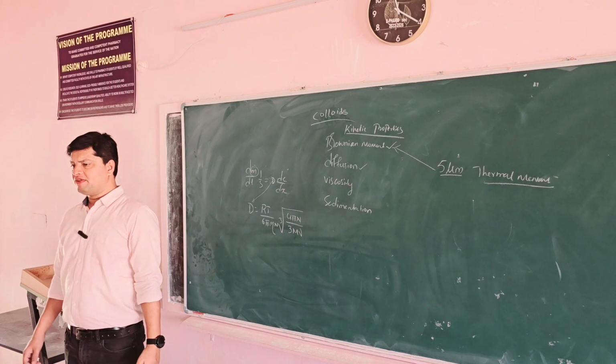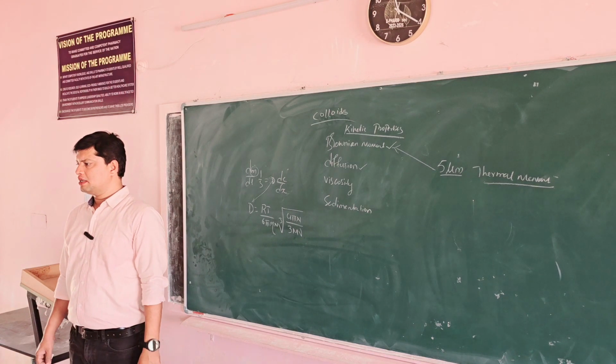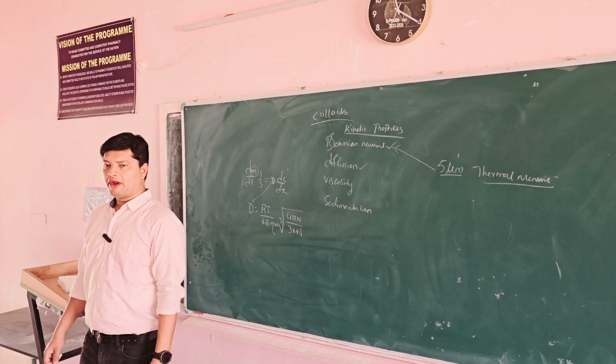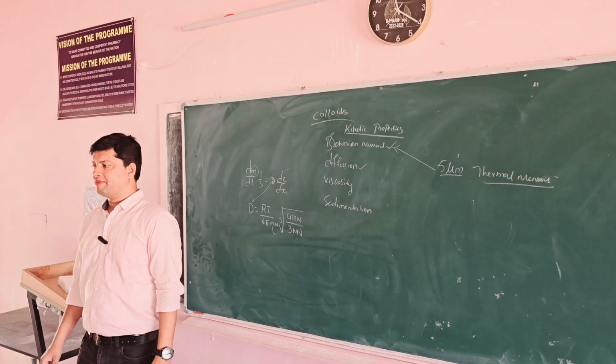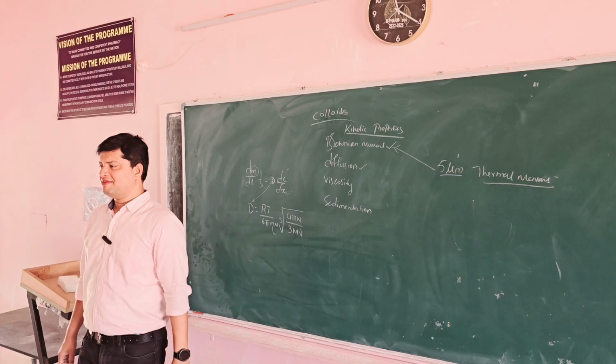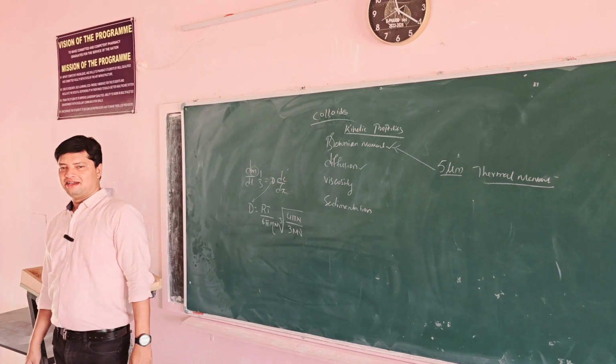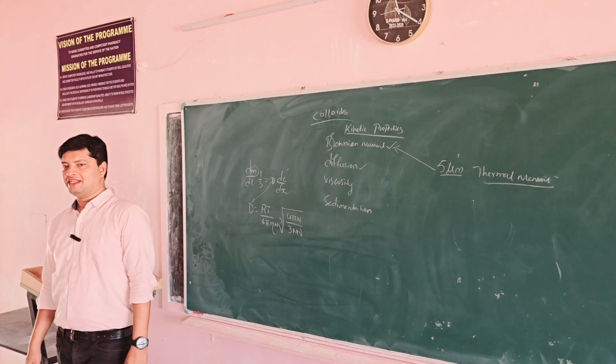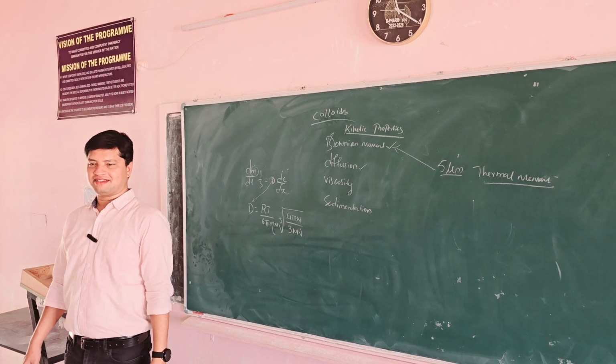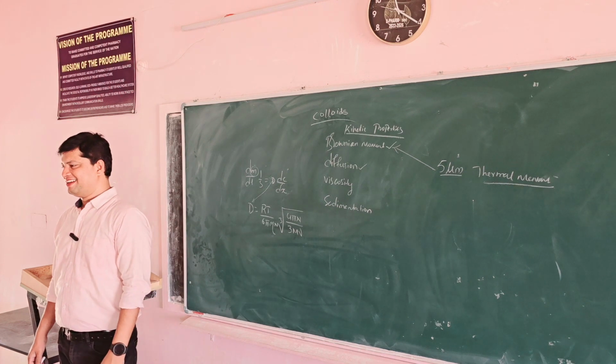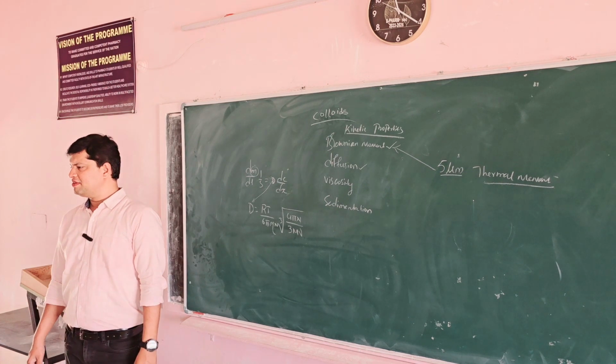What happened to your specific volume? Why is there specific volume? They should condense. When are they going to condense?